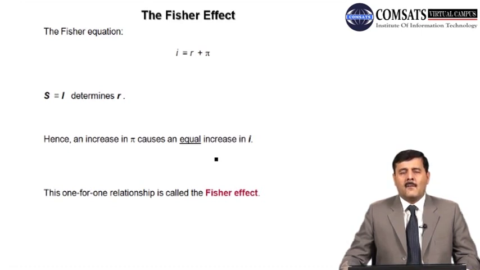So by this assumption, by this fact, we can say that in this equation jo ki aapko nazar aa rahi hai, there is a one-to-one relationship between the nominal interest rate and the inflation rate. Jab hum long run ki baat karte hain economy mein to real variables change nahi hote, so hum ye keh sakte hain ke is equation mein there is a one-to-one relationship between i, which is the nominal interest rate, and pi, which is the inflation rate. And this one-to-one relationship is known as the Fisher effect. Irving Fisher was an economist who gave this relationship between the nominal interest rate and the inflation rate.